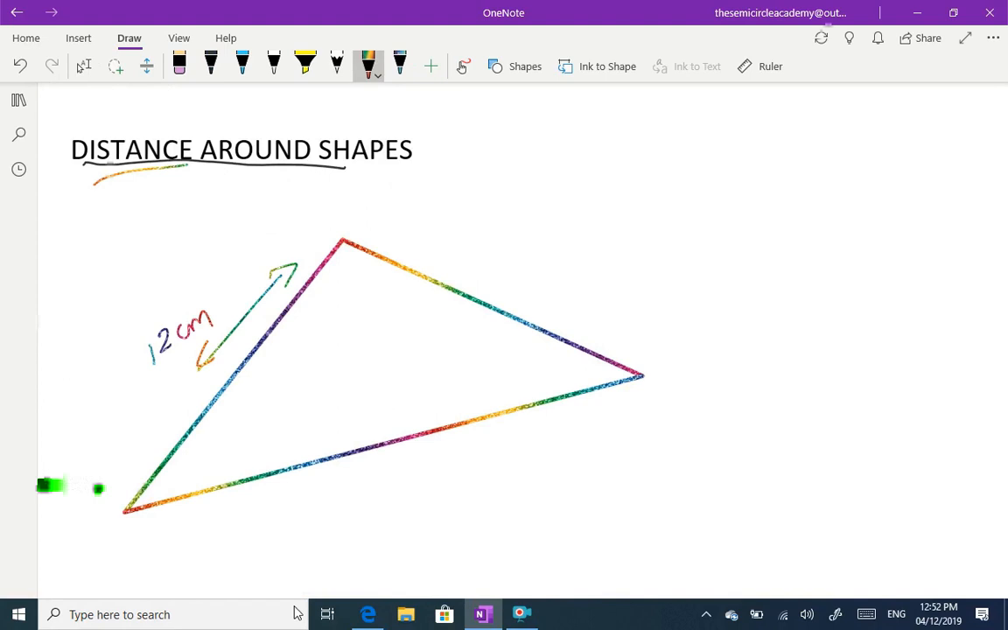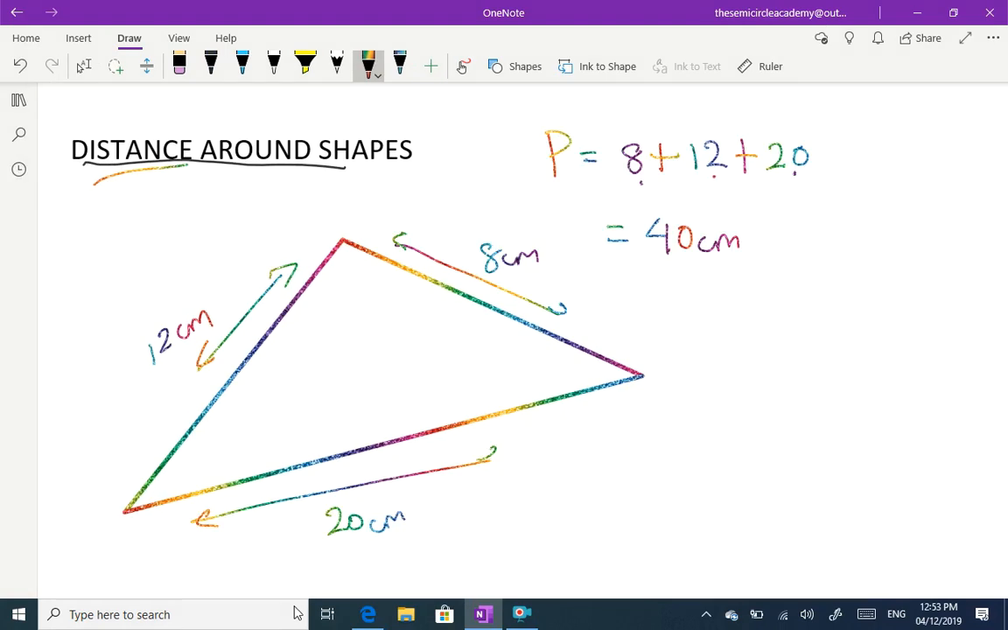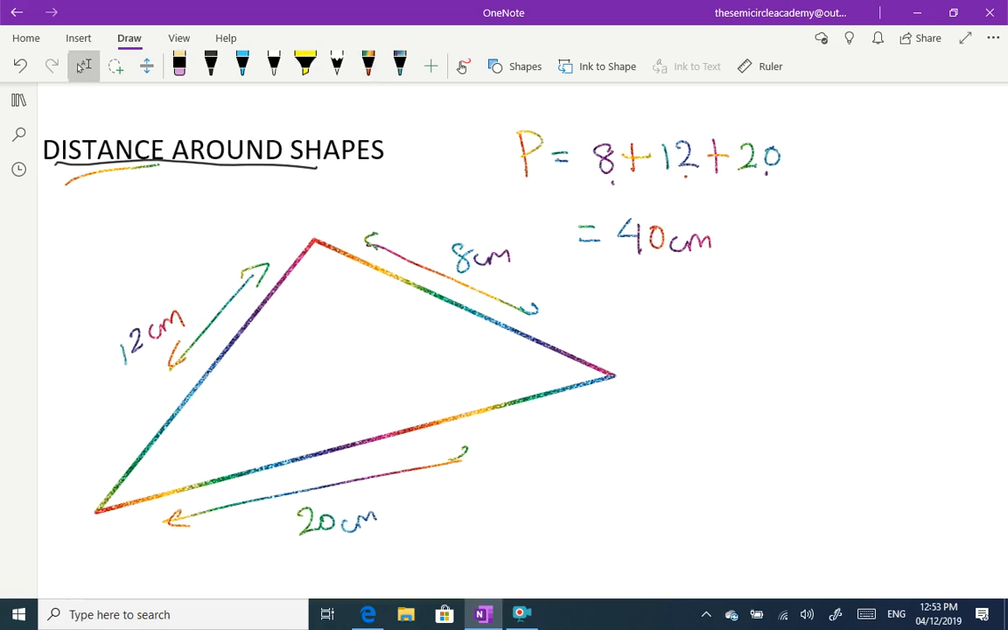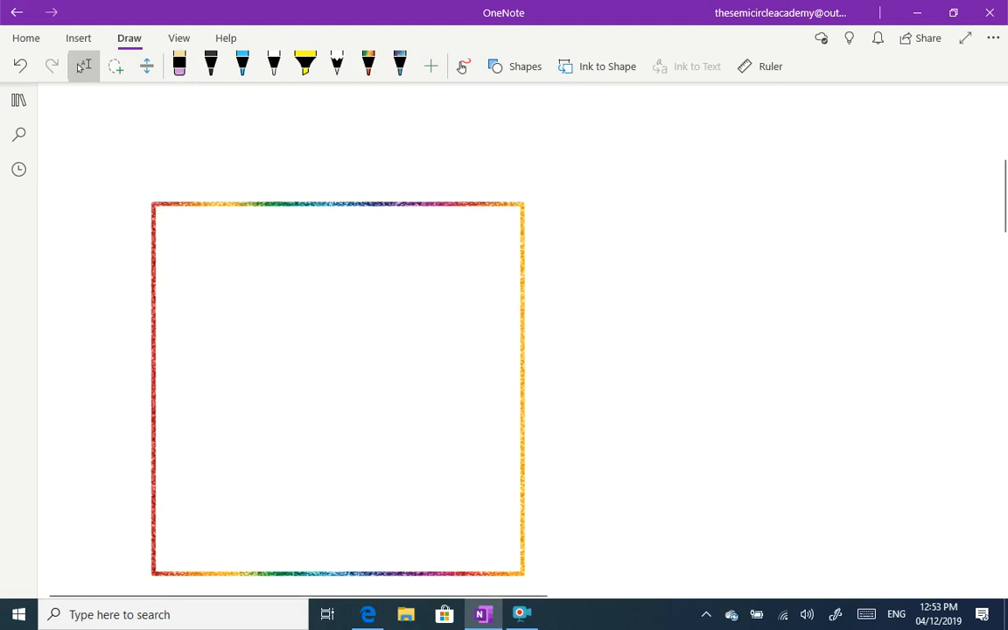So the perimeter P of this triangle is the distance around the triangle. So we take the 8 centimeters and we're gonna add it to the 12, and then we're gonna add it to the 20, and that will give us what? 8 plus 12 is 20, plus 20 is 40 centimeters, and that is the perimeter of this triangle over here, right? So it's simply just adding up the distances or the sides of the shape that we're dealing with, right?